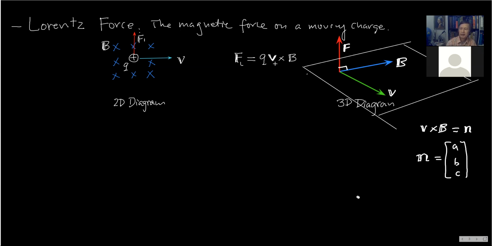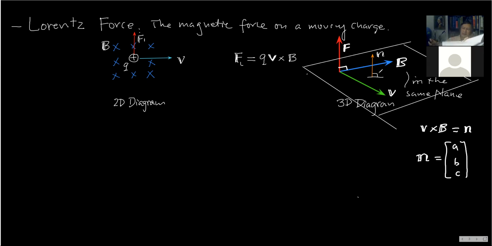Two are in the same plane. So V and B are in the same plane. Do you agree? In this diagram, in the same plane. But the force is perpendicular to this plane. So if you do want to draw the normal direction, that would be the normal direction. That would be the direction of the force, which is perpendicular to this plane.